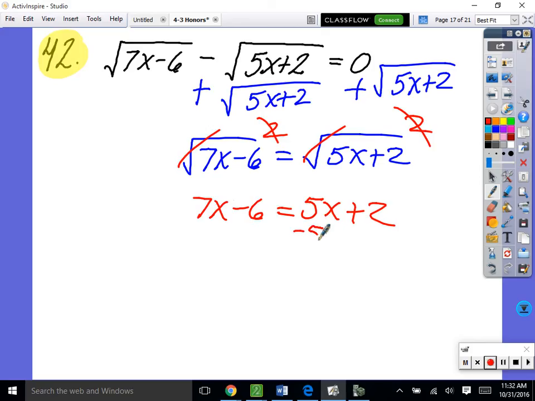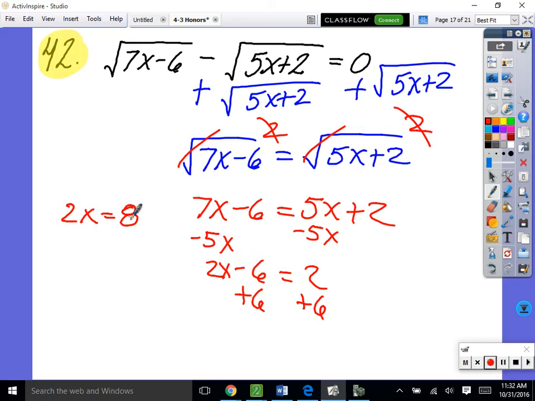So then we could keep solving, subtract 5x to combine our x's. So that's 2x minus 6 equals 2. We'd add 6. So we have 2x equals 8, divided by 2, x is equal to 4. We would check it by plugging it back in to the original problem, and we are good. So x equals 4.